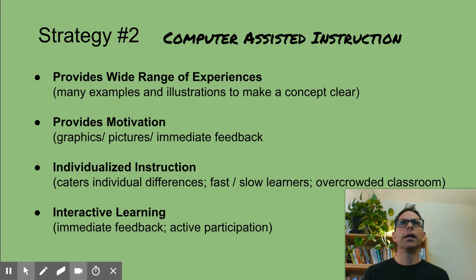Individualized instruction. Anybody who's been in a classroom knows it's hard for the teacher to get around to everybody. And so you've got fast learners, slow learners. If you can individualize that to each learner, you can really leverage your teaching ability in a classroom. And finally, interactive learning. A lot of those apps just have the students very engaged. They are doing things, they're moving things around, they're solving problems, they're playing games, and it also gives them immediate feedback.